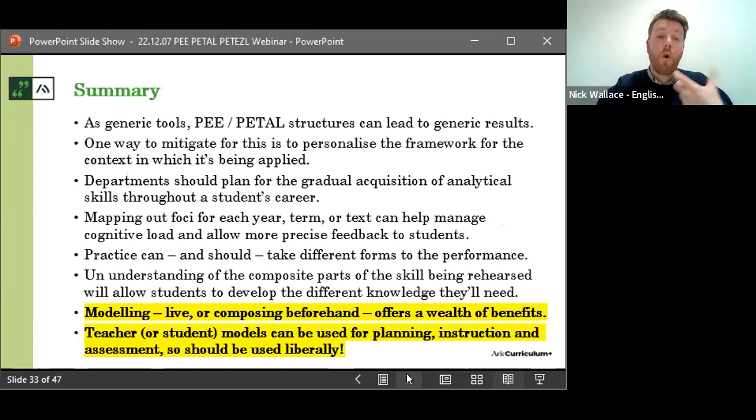Modelling live or composing beforehand offers a wealth of benefits. Those models can be used for planning before a lesson's taught, they can be used to teach actual instruction in the moment, and they can also be used to assess students, a benchmark against which to compare students' writing as well. So absolutely they can and should be used very, very liberally.